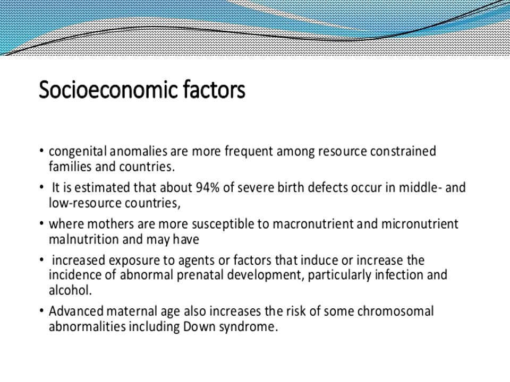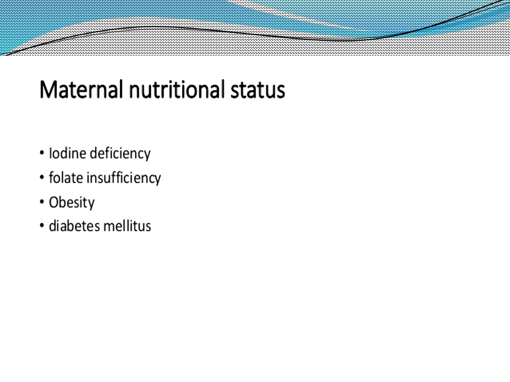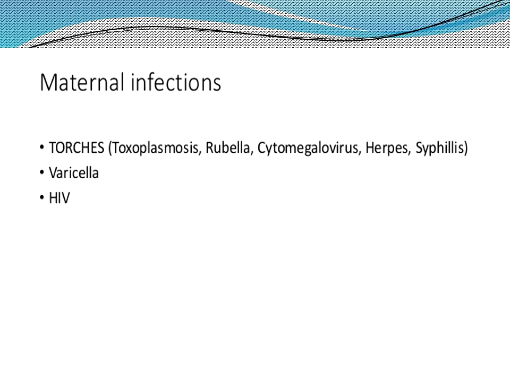It is estimated that about 94% of severe birth defects occur in middle and low resource countries. Advanced maternal age also increases the risk of some chromosomal abnormalities, including Down syndrome. Maternal nutritional status, which leads to congenital malformations, include iodine deficiency, folate insufficiency, obesity, and diabetes mellitus. Maternal infections include TORCH infections which we have already discussed, varicella and HIV.